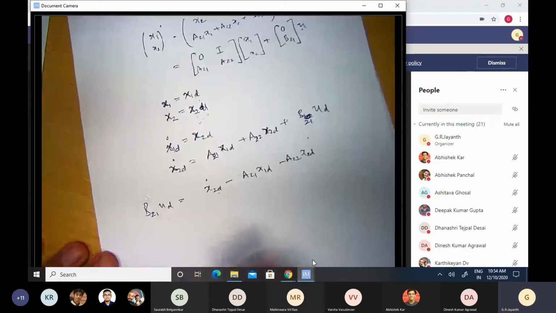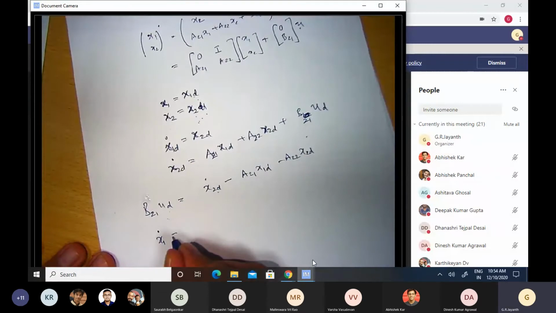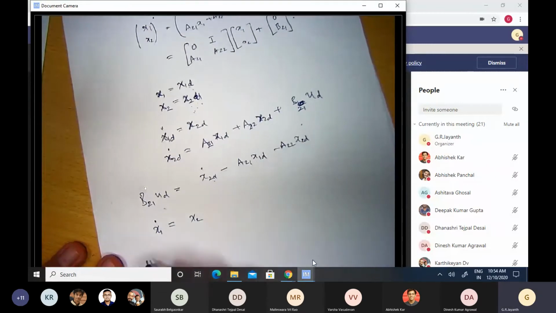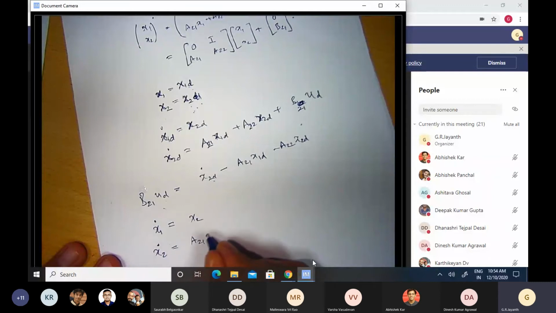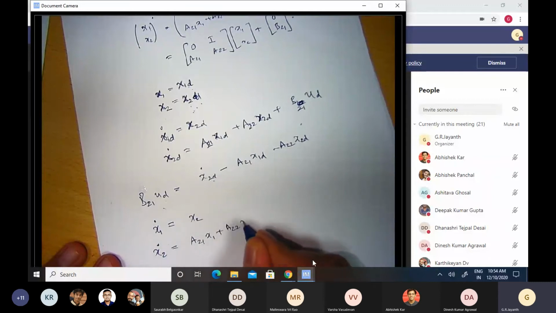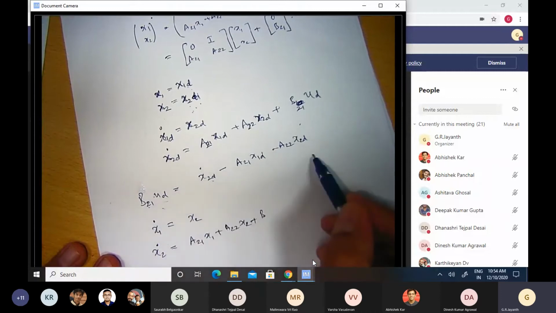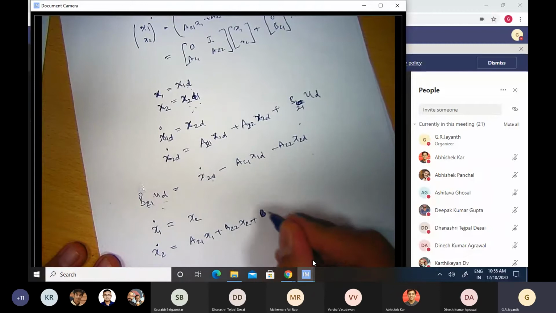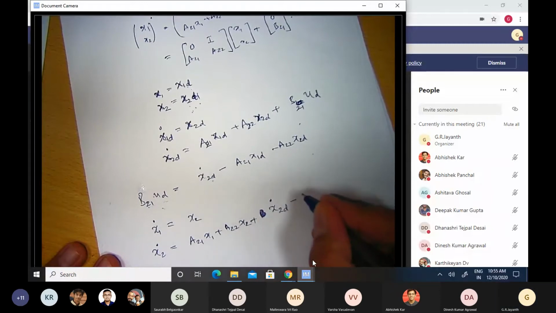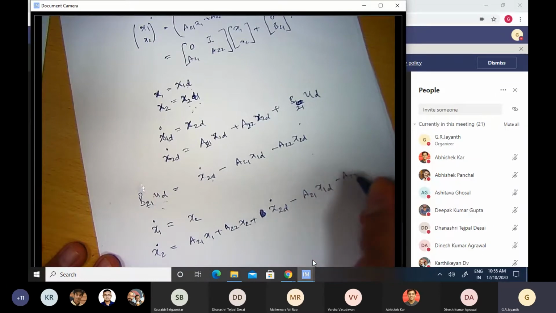If I apply that input, I would have that x1 dot is equal to x2, and then x2 dot will be equal to A21 x1 plus A22 x2 plus B21 u, and B21 u is given by this particular expression here, that's given to be x2d dot minus A21 x1d minus A22 x2d.